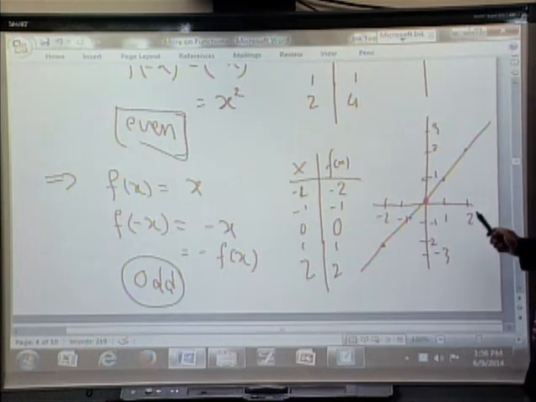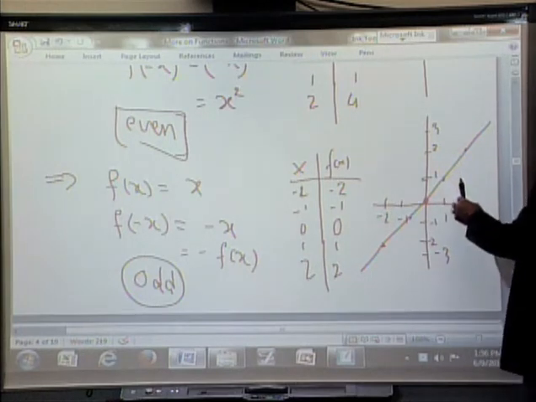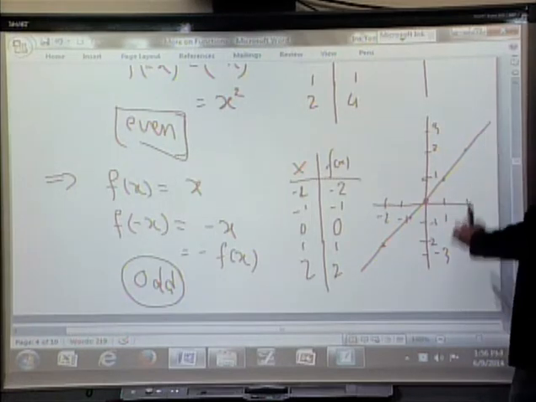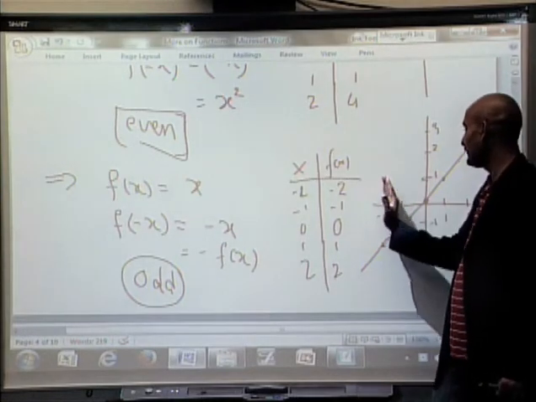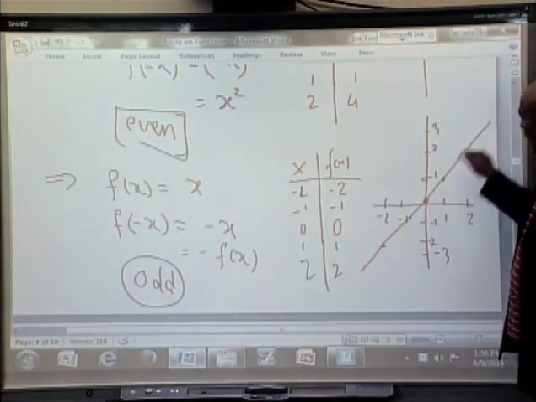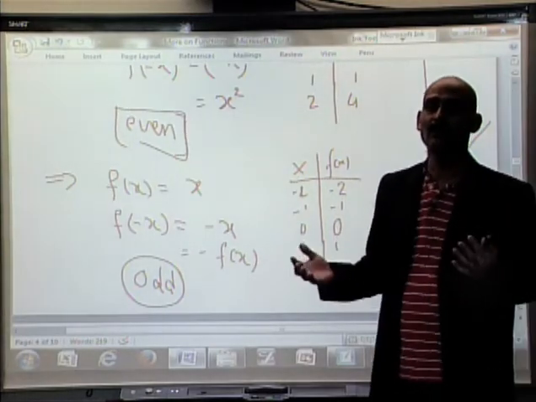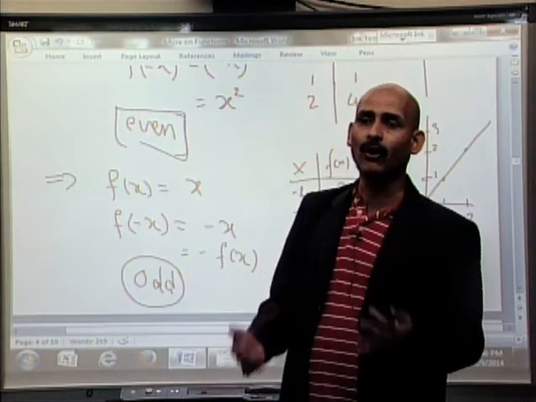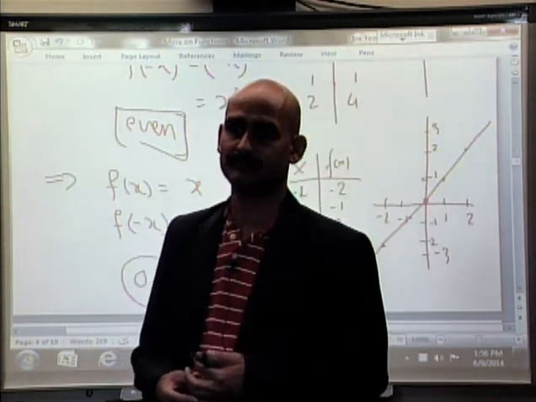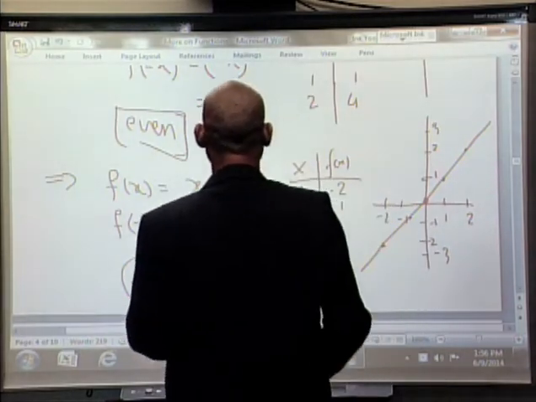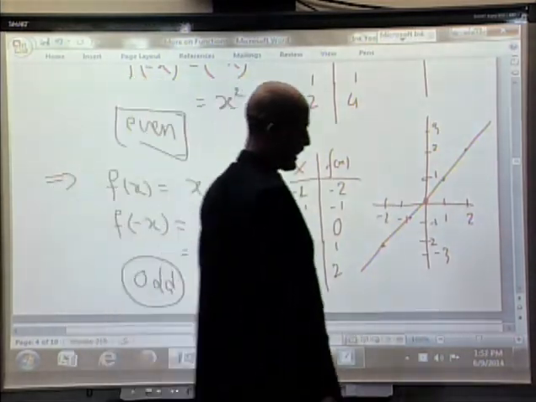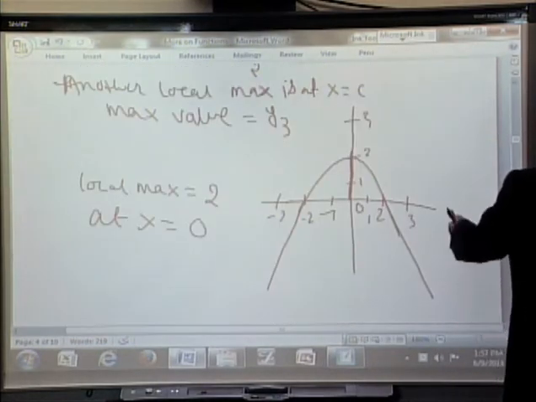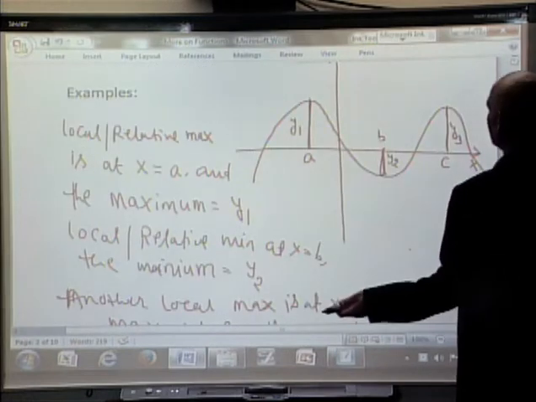Now, for this straight line, whatever we have on the right up, the same thing is on the left below. So, this graph is symmetric about the origin. If any graph is symmetric about the origin, that represents an odd function. So, this is the graph of an odd function, this is a graph of an even function, this is a graph of an even function, this is a graph of neither.